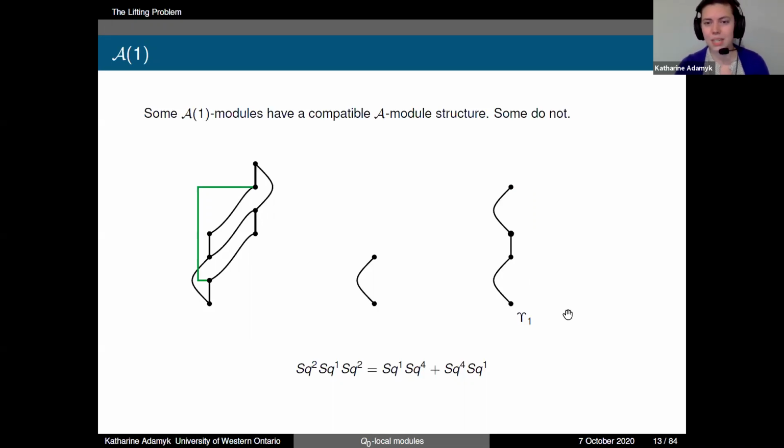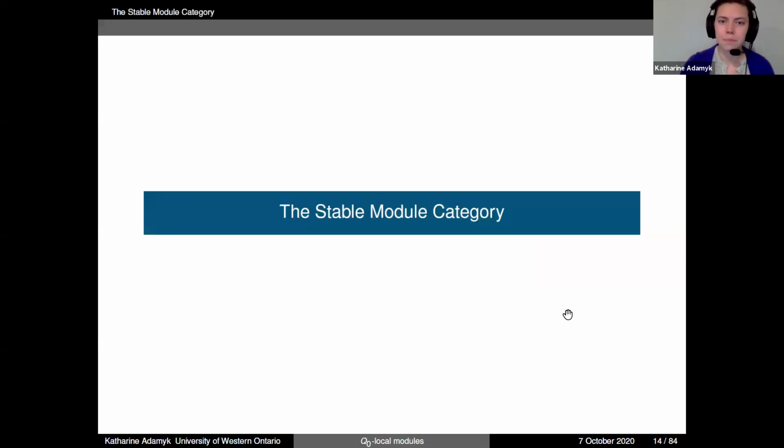This example is going to come back a lot, so I'll give it a name. We'll call it Upsilon 1. Okay, so that's a problem we're interested in.